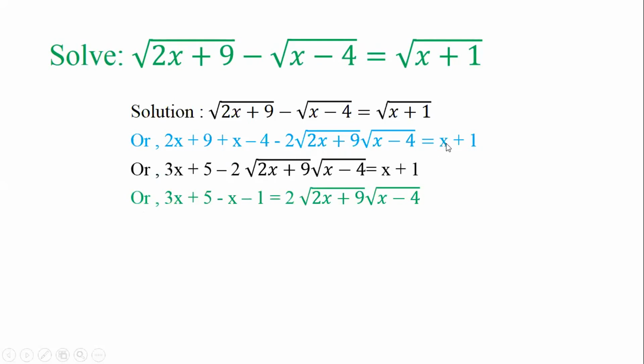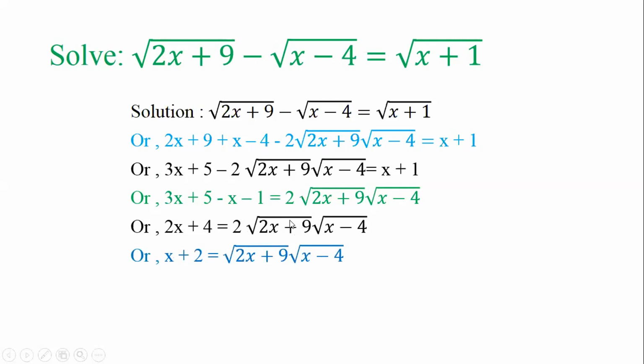But if we change the side for x, then we get minus x. For 1, we get here minus 1. And if we change this term, then we get positive term. 3x minus x equal to 2x, 5 minus 1 equal to 4. Here this term remains unchanged.